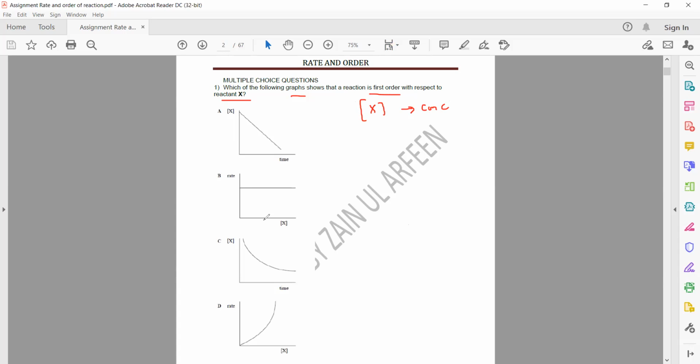It should be C. Yeah, it is C. Because in the concentration and time variation, the concentration of the reactant is decreasing, and when we work out the half-life, we'll find that it is approximately the same.